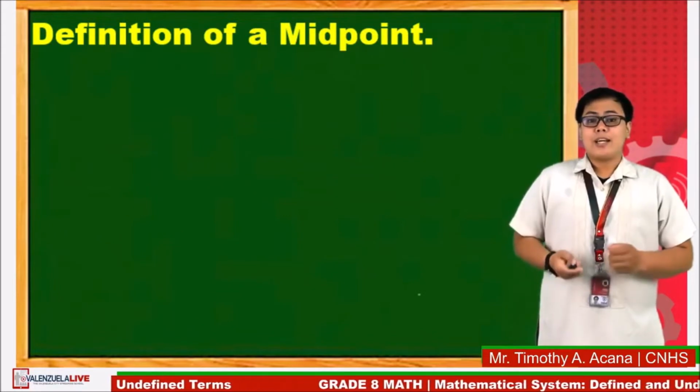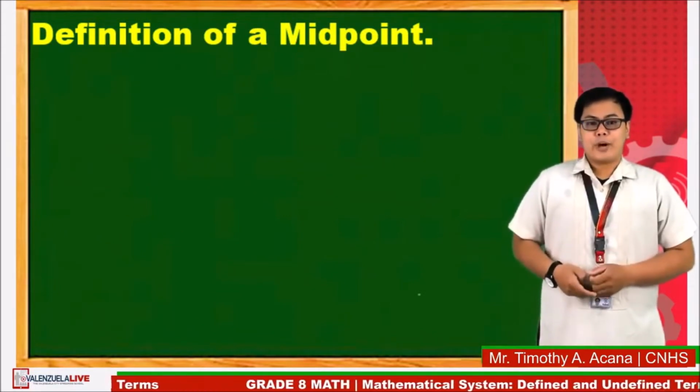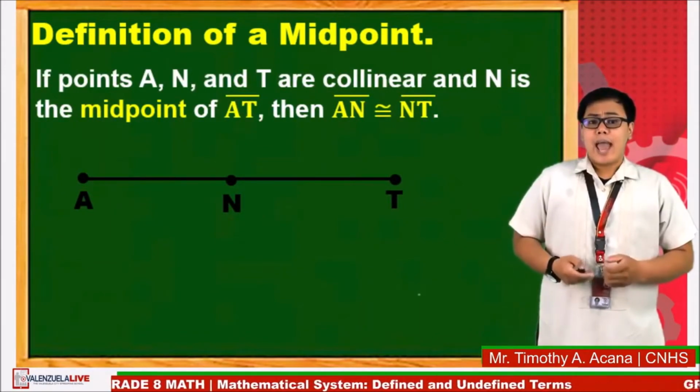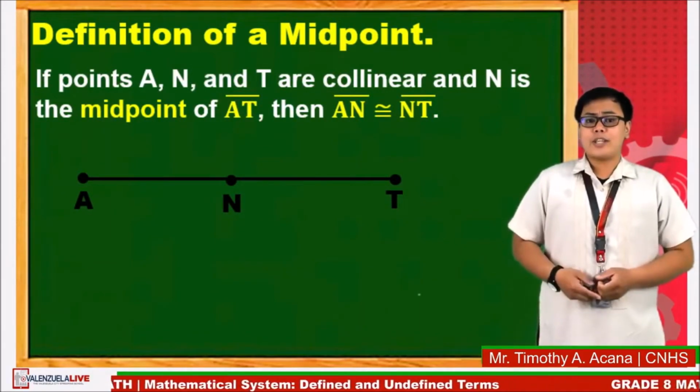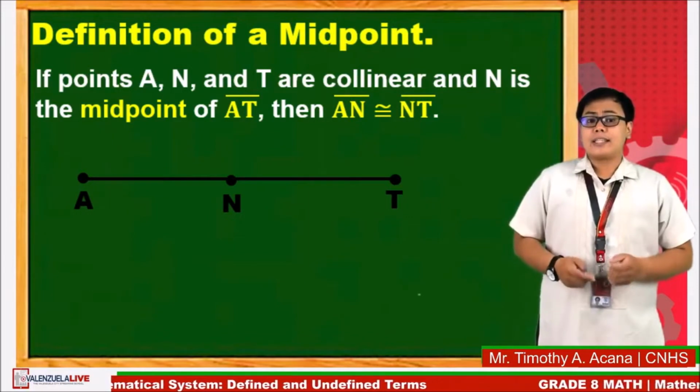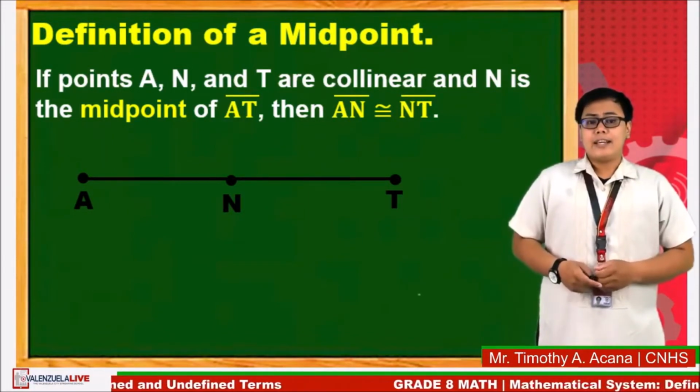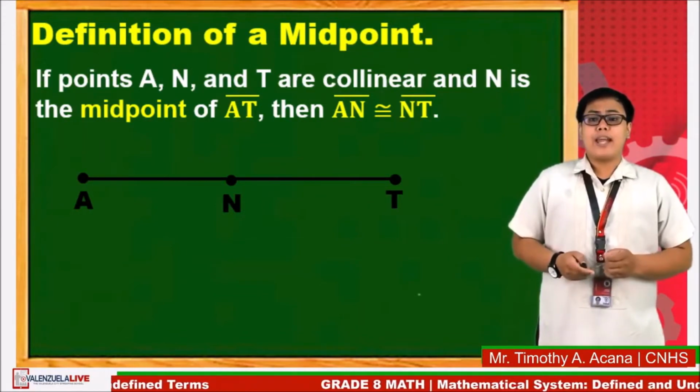Next, we have the definition of midpoint. If points A, N, and T are collinear points, and N is the midpoint of segment AT, then segment AN is congruent to segment NT.